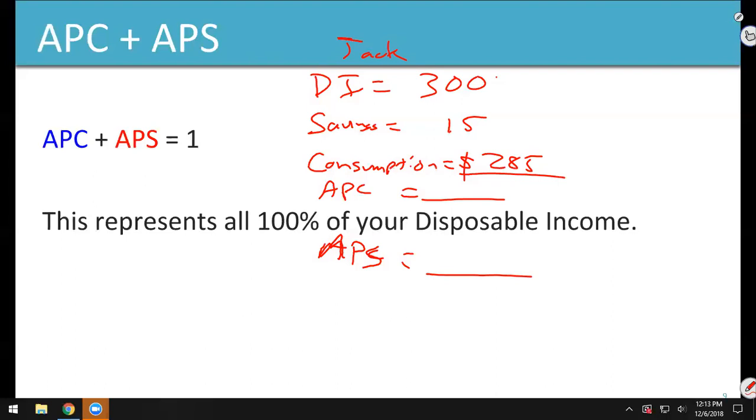Right. Okay, so here's where you have to do a division problem. You can either do two division problems or you can do a division problem and a subtraction problem, right? Which is easier, to divide 15 into the 300 or divide 285 into 300? The 15 is probably the easier one to work with. So 15 divided by 300 is 5%. So he's saving 5% of his money. If he's saving 5%, how much is he spending? 95%. We got that?